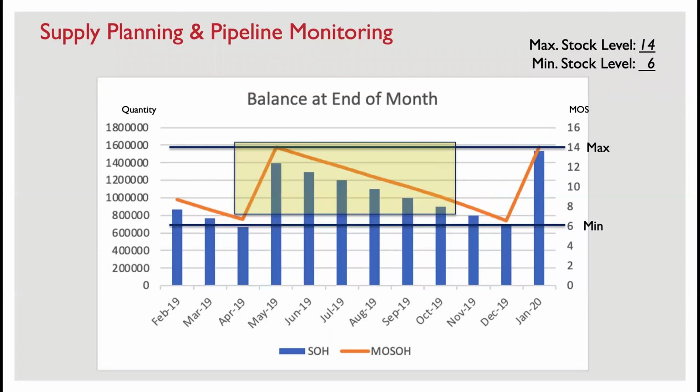If they had been able to plan their shipments correctly, or if we had done it the last time, then the supply plan would probably have looked more like this, with the stock levels always varying between the maximum and the minimum. Keep in mind again that this is the national stock on hand, the total stock on hand at all levels in the system.